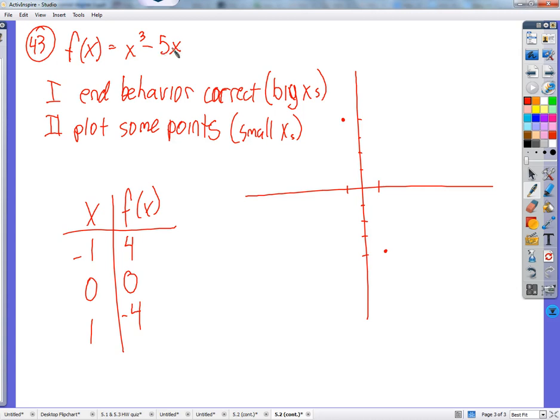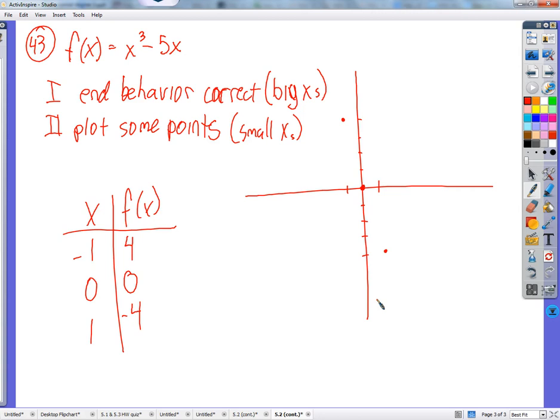-1 times -5 is 5. And -1 cubed would be -1, so 5 minus 1. So yeah. Zero. See, if we didn't know anything more about polynomials, we could connect this with a straight line. Right? These points follow a slope type pattern. But we know better than that. It's a polynomial, it's not a line. It's gonna be this really curvy thing. So now that we have those points.